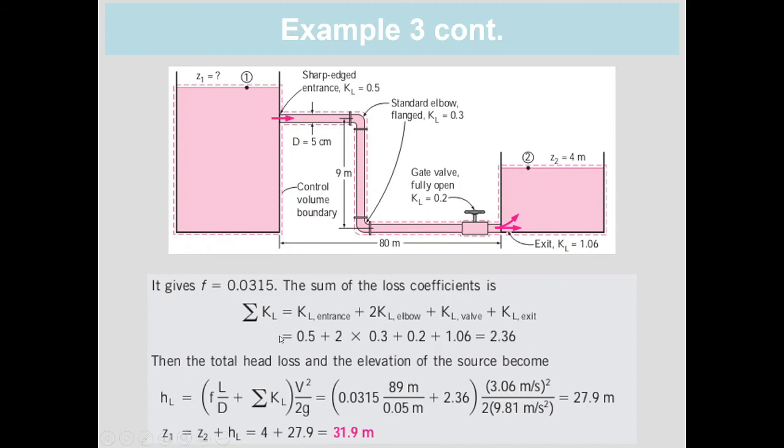Then to get the information for Z1, it is equal to Z2 plus HL. Z2 is 4, HL is 27.9, so Z1 is equal to 31.9 meter.